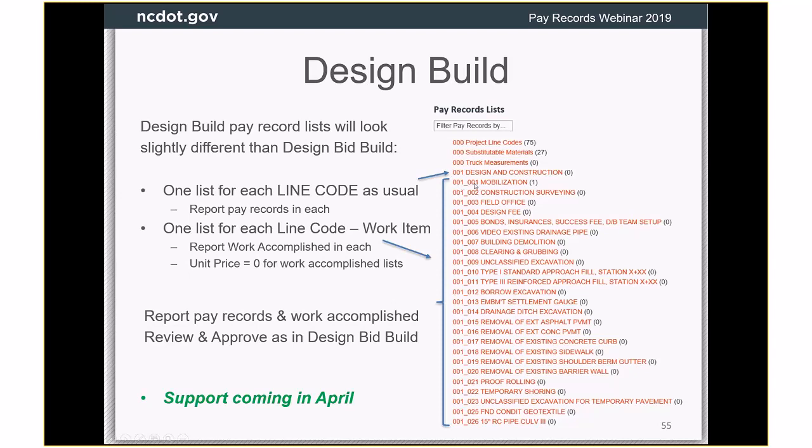So you would get these individual lists, and the only difference from a SharePoint perspective is that the unit price in these is 0. So you would still report your clearing and grubbing so that we have the measurements, and they would be recorded in HiCAMS as work accomplished. But they would not drive any billing because they have this unit price 0. So all the money is sitting on the lump sum item at the top.